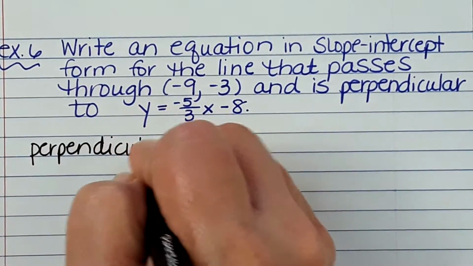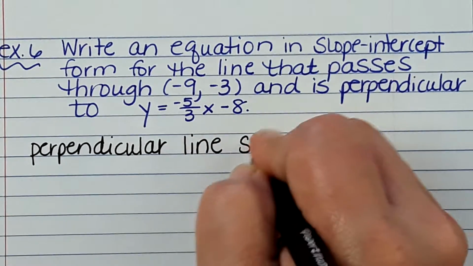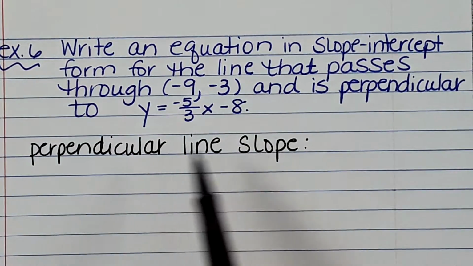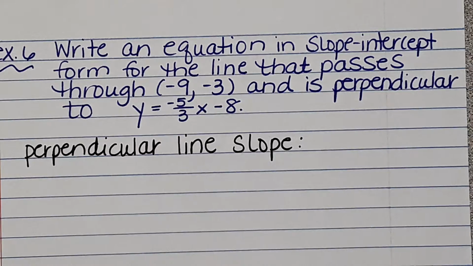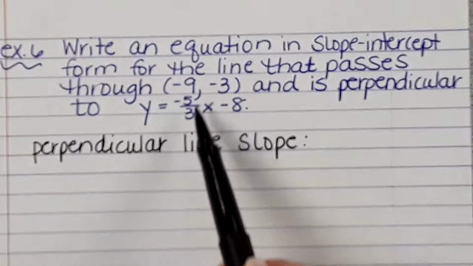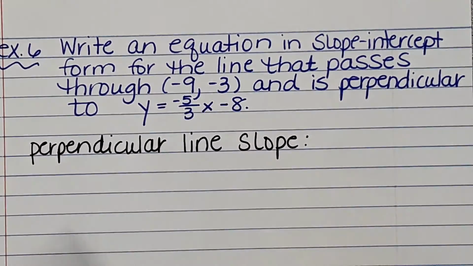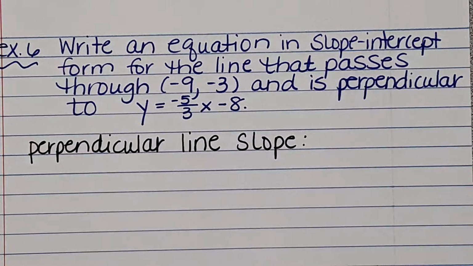Now, you guys, these are your notes. So these are things that I'm writing in your notes so you can see how I got it. Okay, so I'm looking for the perpendicular line slope. So I have 4 numbers to pick from: -3, -9, -5/3, -8. Which one is a slope? -5/3 is my slope, but I need it to be perpendicular to that.